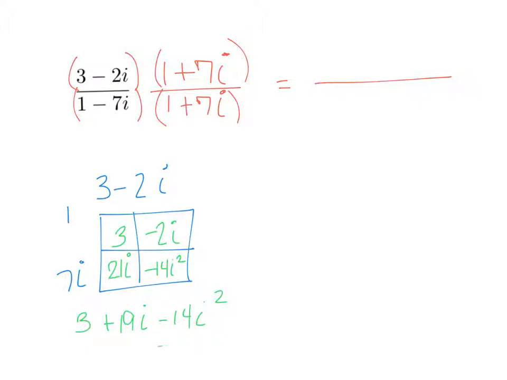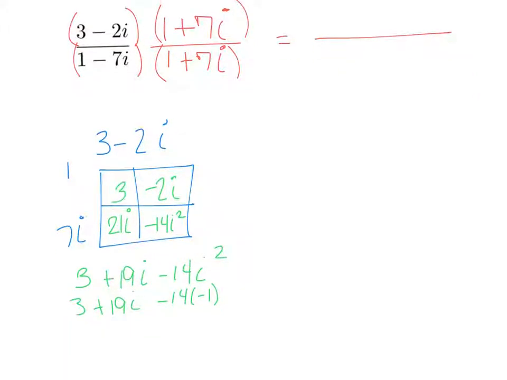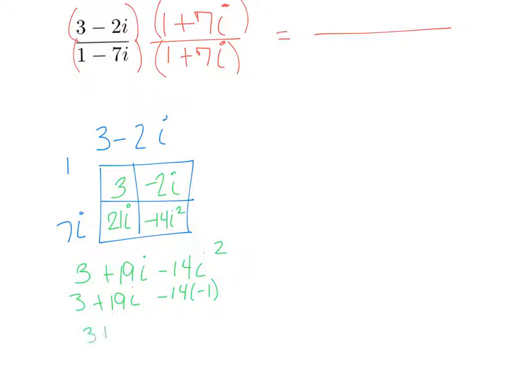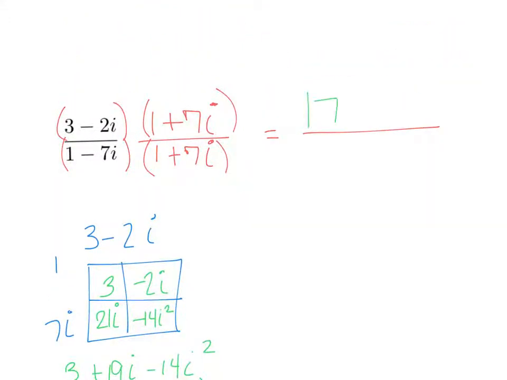And you should know that i squared is negative 1. And this now reduces to 3 plus 19i plus 14. And then these combine, and 3 and 14 get you 17 plus 19i. And that's my numerator. So I'm going to put that on my numerator, 17 plus 19i. And again, if you put this into the i part with parentheses around everything, for the numerator, you would get 17 plus 19i.